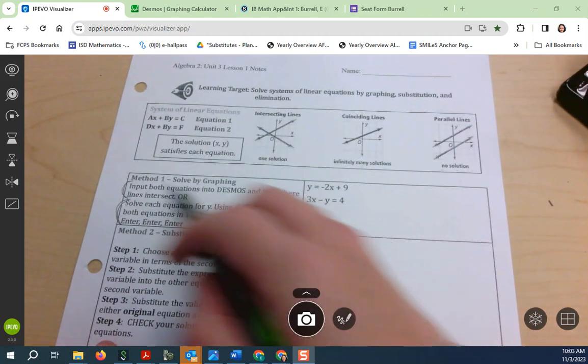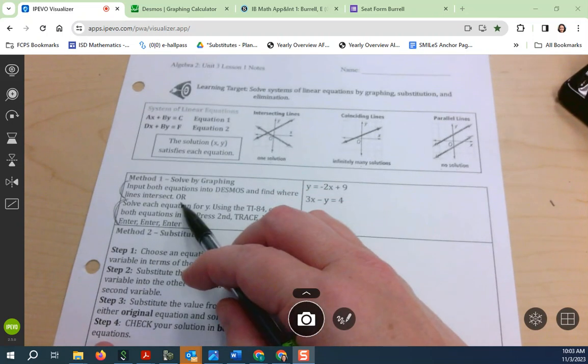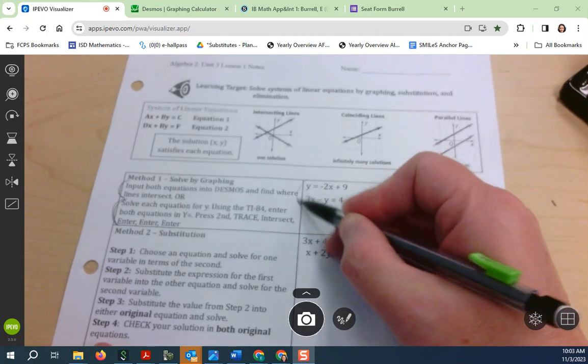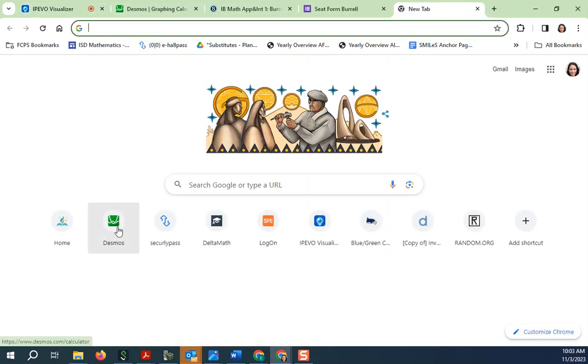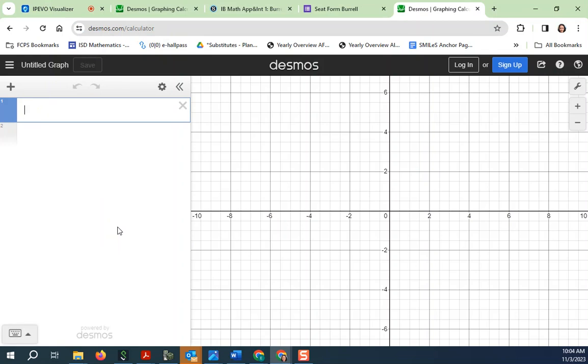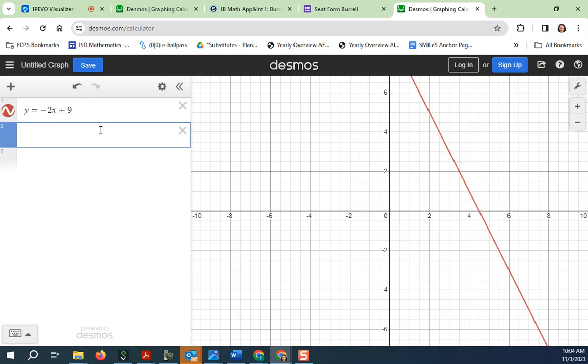Okay, so input the equations in Desmos, find where they intersect. This is quite easy. I want you to do that. I'm going to open a new Desmos because that one had some old stuff in it. That's the first one, and then that's the second one, and then what I want you to do is click the point where they intersect and write the solution. And then we're going to have to do this on our TI calculator.